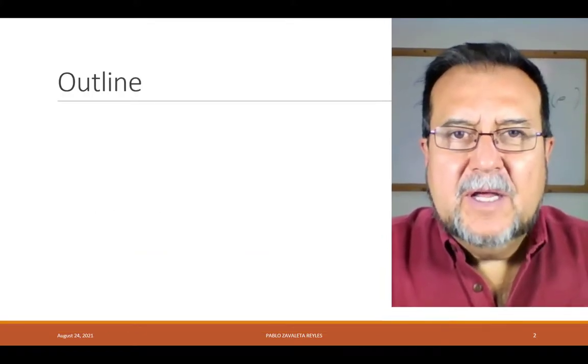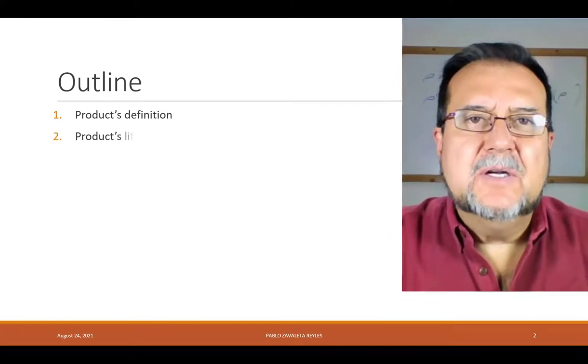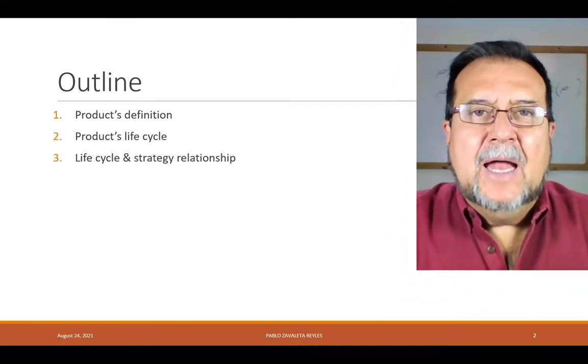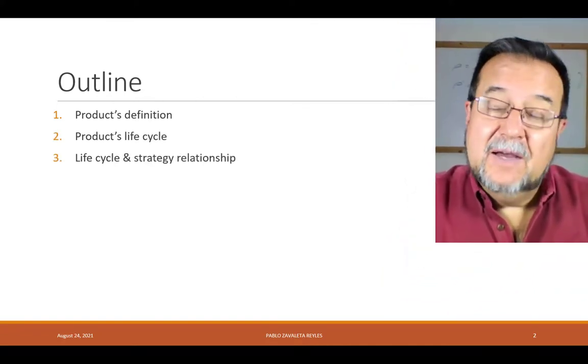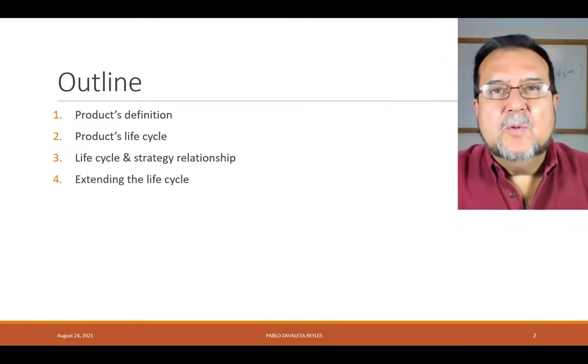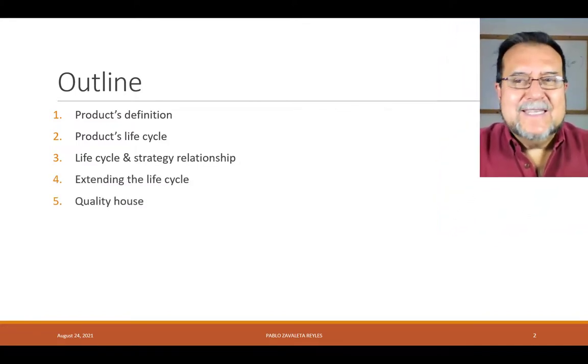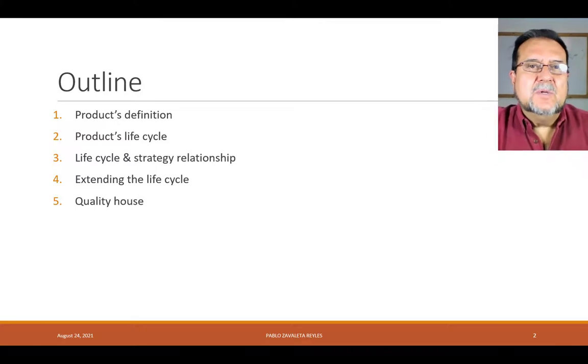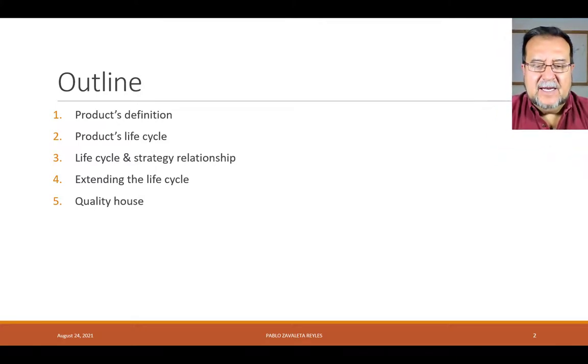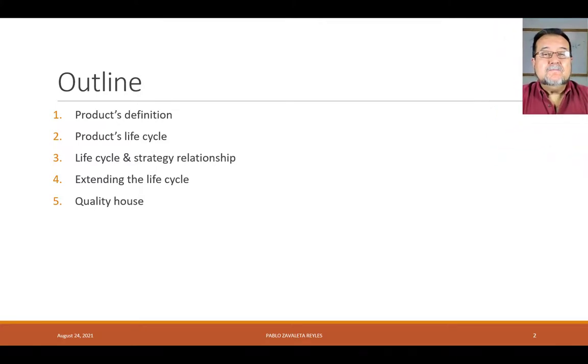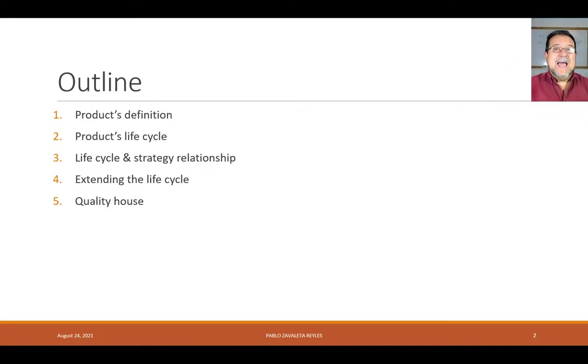We will be covering here the product definition, life cycle, and the relationship between life cycle and strategy. How do we extend the life cycle? What is the quality house, which is a tool that we have that helps us correlate our capabilities and the client's needs.